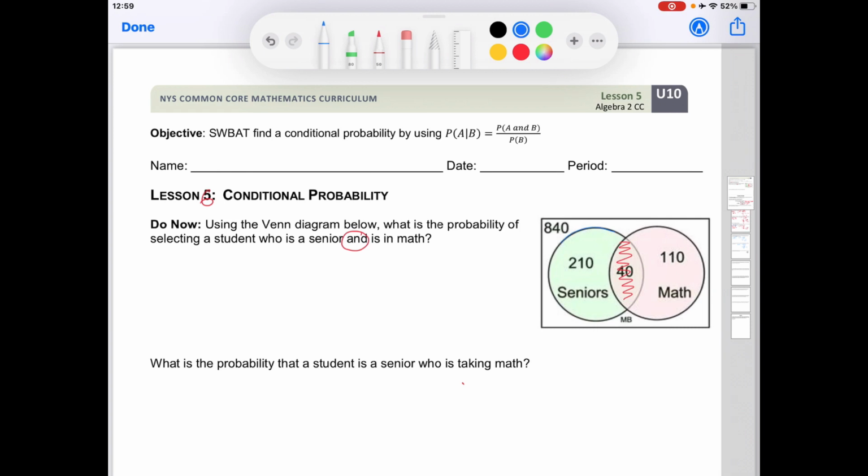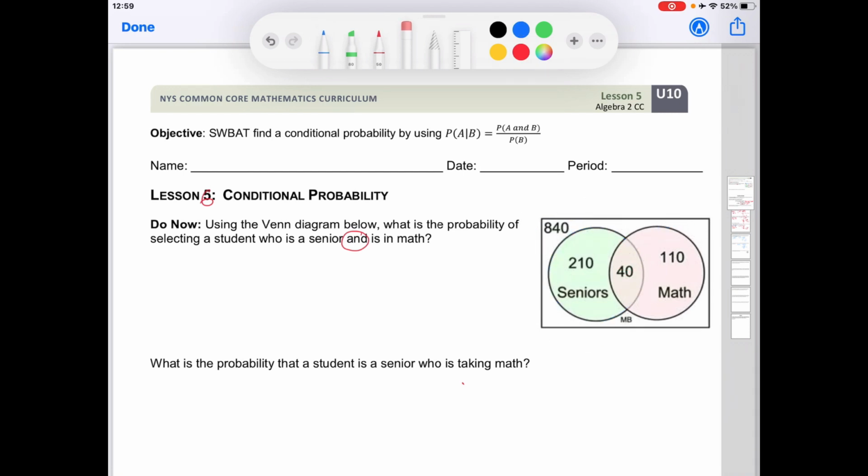This circle, I'm going to circle in blue. This is a full circle, which is for seniors. So there are actually not 210, but there are 250 seniors in total. Students who are taking math are 150. So the rest could be 110, could be anything. They could be juniors, sophomores, anyone, right? And 840 students in the school are not seniors, and neither are they taking math. So that's how we read a Venn diagram.